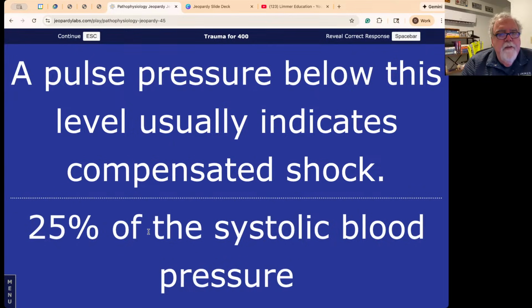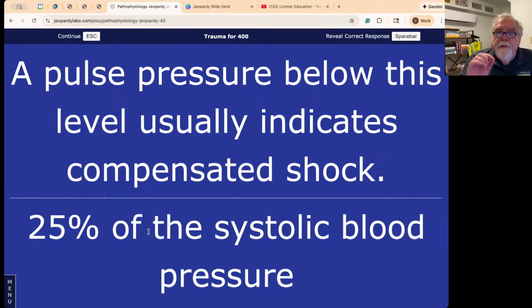The answer is 25% of the systolic blood pressure. Why is this important? You could look at a blood pressure of 102 over 86 and say, gee, it's above 100, and that bottom number's high. Everything looks good. The problem is that in narrowed pulse pressure, the systolic drops and the diastolic rises, and that's what makes it narrow. Systolic is the cardiac output. Diastolic is the blood vessels squeezing a little bit extra. So that 102 over 86 is really a pulse pressure of 16, and it should be 25.